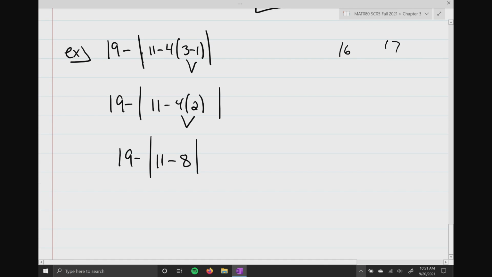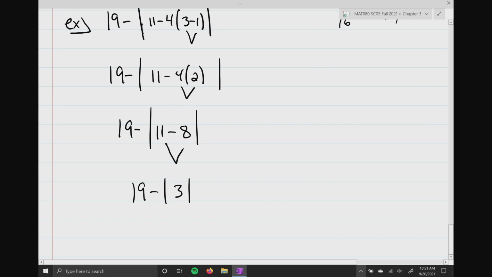Now, still inside the absolute value, 11 minus 8 is 3. The absolute value of 3 is 3. And 19 minus 3 is 16. Good? Alrighty, we all on the same page so far?